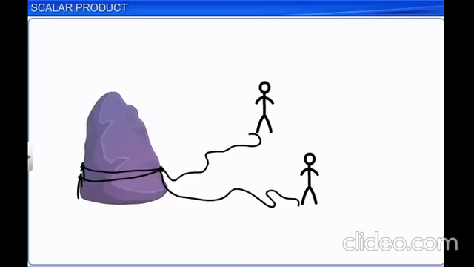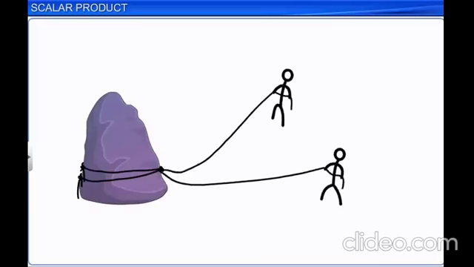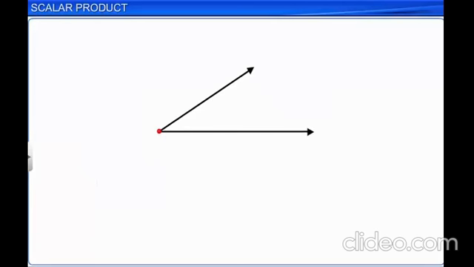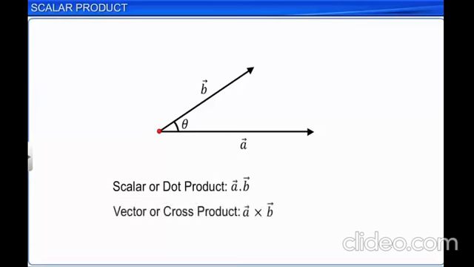Here are two men trying to move a boulder. Both of them are applying a force along the line of the ropes that they are pulling. The forces exerted by the two men on the boulder can be equated with two vectors A and B inclined to each other at an angle theta. Vector multiplication is of two types. One is dot or scalar product, and the other is cross or vector product.